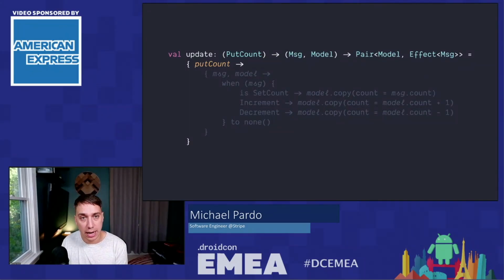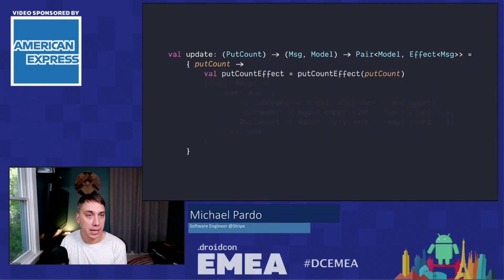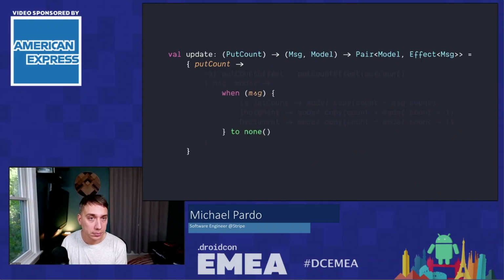And just as we created a factory function out of the init function, we'll do the same with the update function by wrapping it in an outer function. The factory function receives an instance of putCount and uses the putCount effect function to create an effect from the injected instance. So now instead of returning none for all updates, we want to persist the count on every update. And so we'll return an effect which puts the current count whenever the effect is executed.